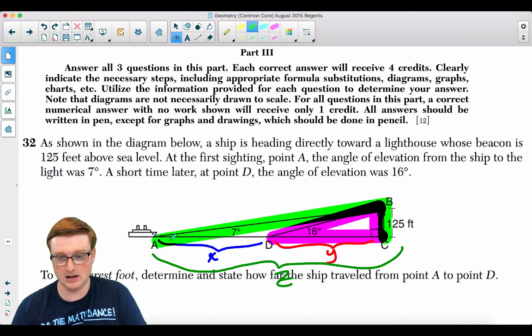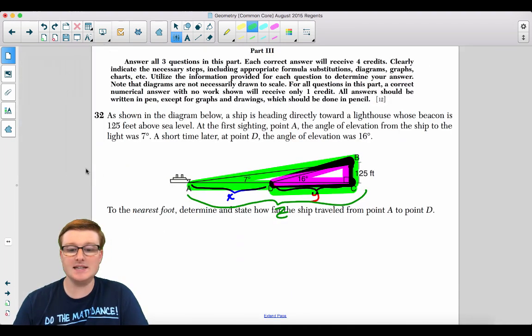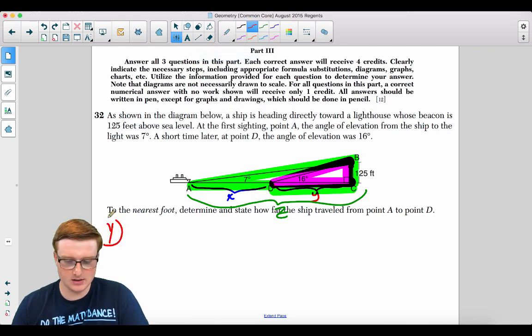Why did I pick these colors? That is disgusting. I'm going to put it under here. All right, there we go. So let's calculate the distance of Y first.